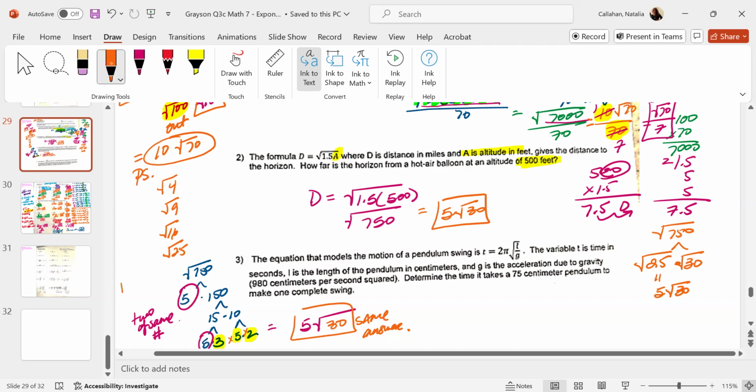5 and 5 gives me square root of 25, right? Which is 5. You forget that there is actually a square root here. I just didn't write it, but there's a square root on that one, right? Okay. Number 3.